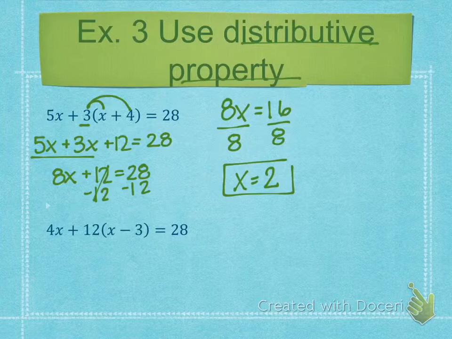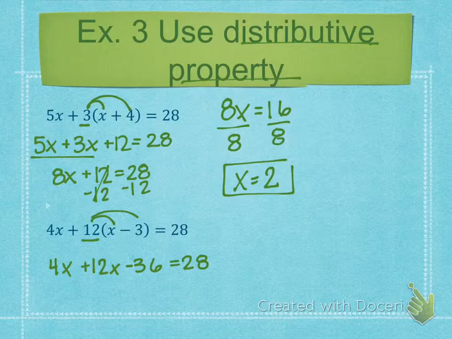Janae, what am I going to do first? Okay, I'm going to do distributive property because this 12 has to be distributed to everything in parentheses. So I'm going to let my 4x stay right there because he just hangs out. 12 times x is 12x. 12 times negative 3 is negative 36 equals 28. All right, what am I going to do now, Mackenzie?